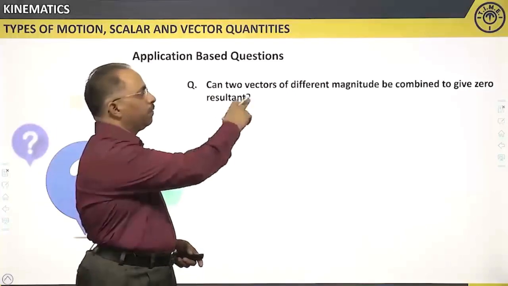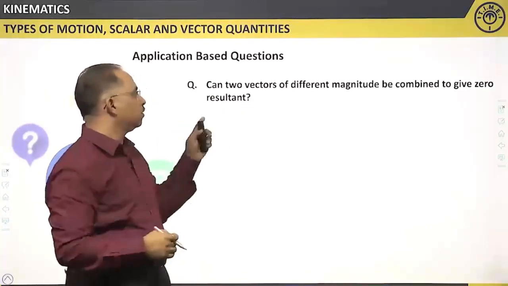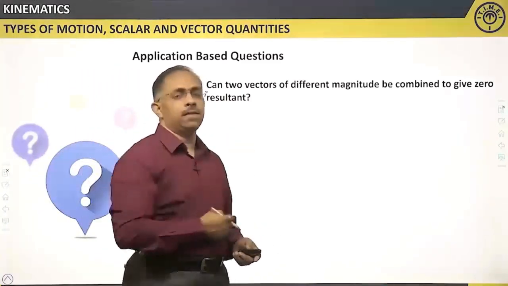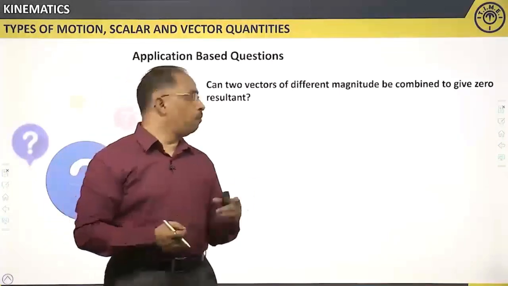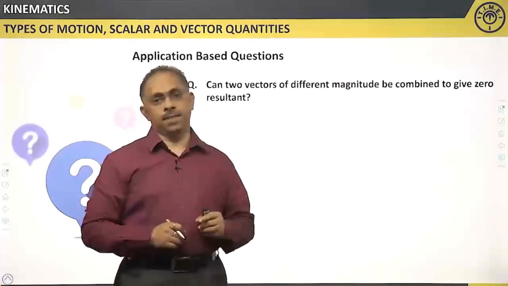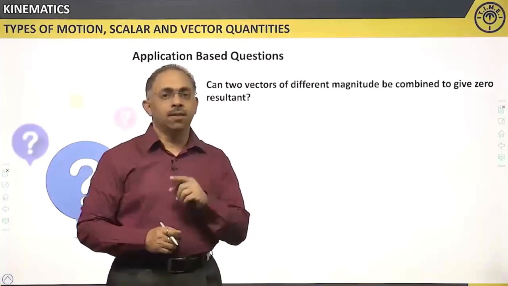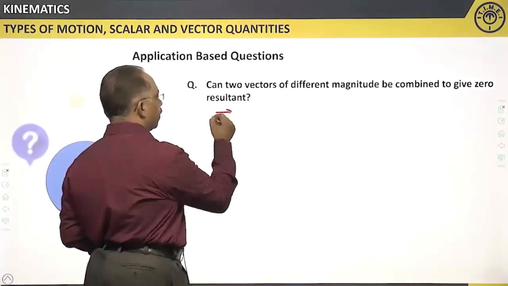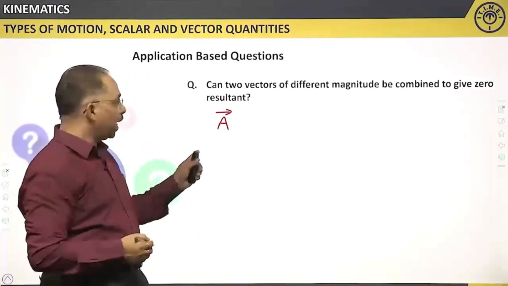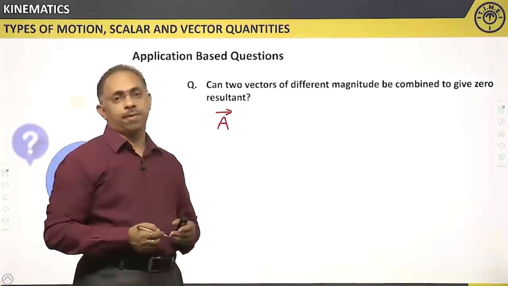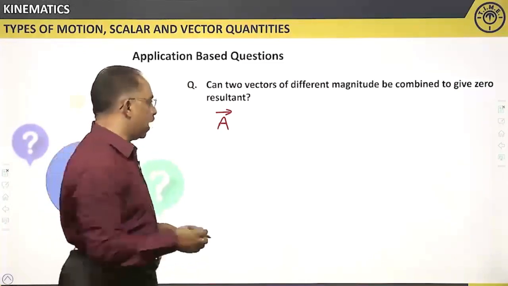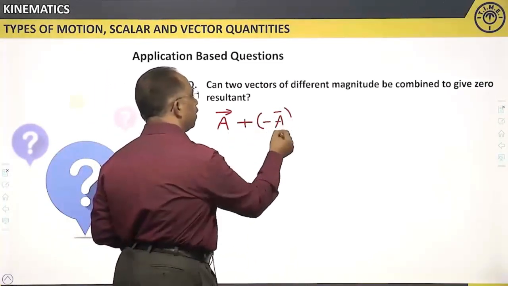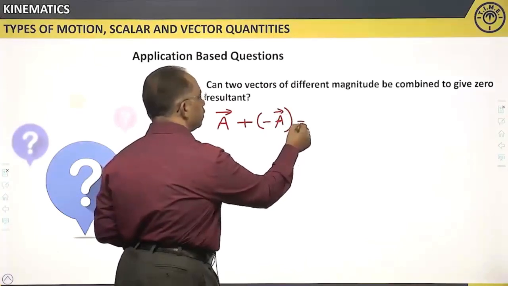Can two vectors of different magnitude be combined to give a zero resultant? To understand this, first of all we should understand when we get a zero resultant. Zero resultant means, suppose I take a vector A, I should add something to it to get 0. So what should I add? I should add minus A, that's it. If I add minus A, then it will be equal to the zero vector.